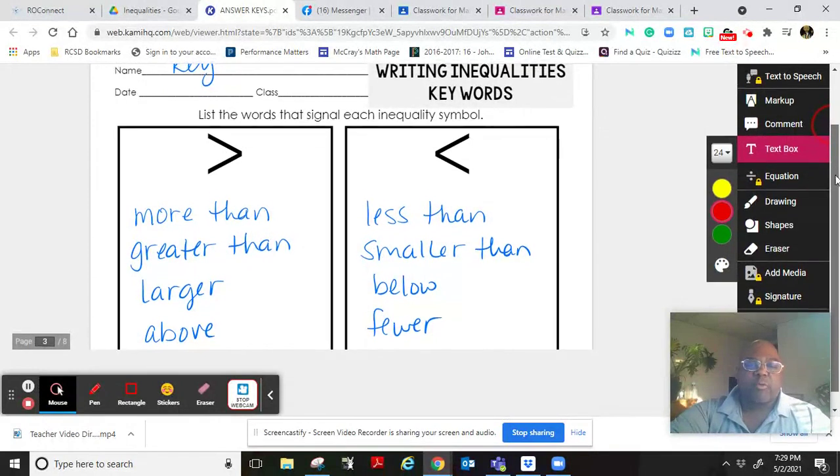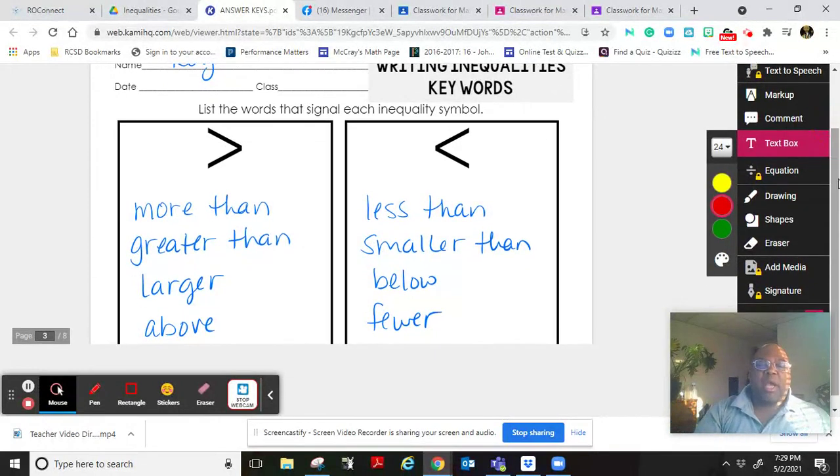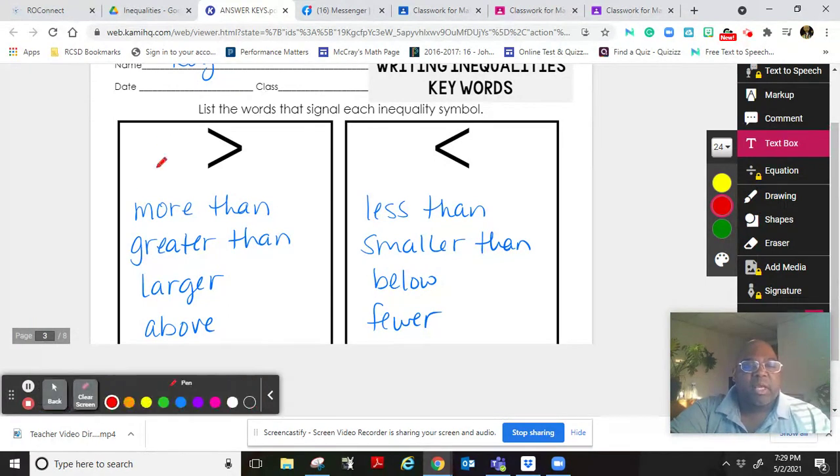So, first of all, I want to start with the idea of what does it mean to be greater than? If I have a number and it's greater than 50, that's Mr. McCrae's age. What are some numbers that are greater than 50? Well, I could say a bunch of them, right? I could say 51. I could say 101. There's an infinite number of possibilities.